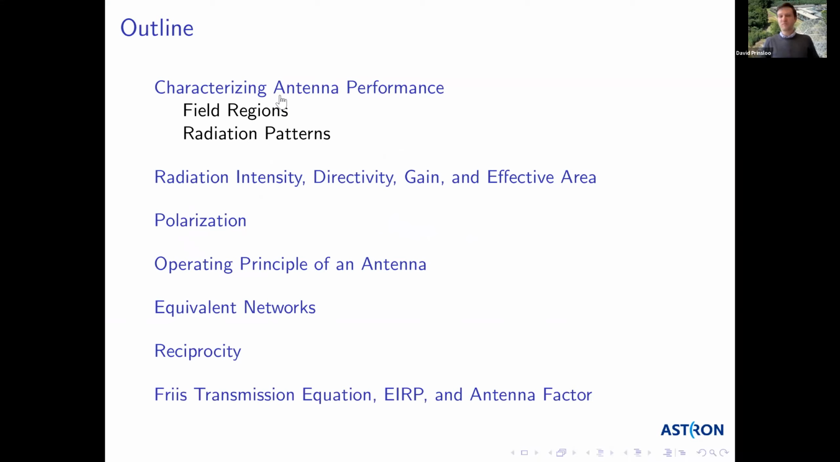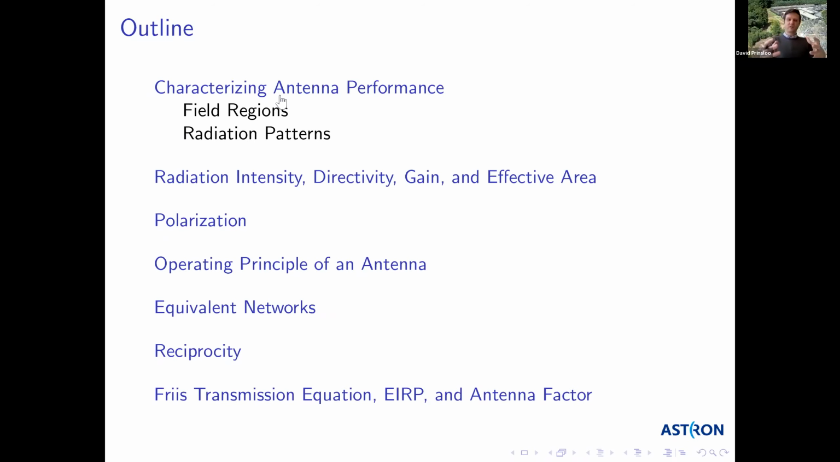So regarding the fundamental antenna parameters, we'll first look at the field regions around an antenna. And very importantly, we define one specific field region, and this is called the far field. When we characterize antennas, we always want to characterize an antenna in the far field, and for this, we have certain assumptions that are applicable. So we'll start with that first.